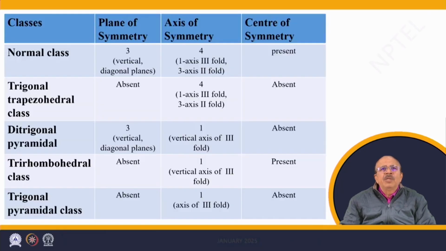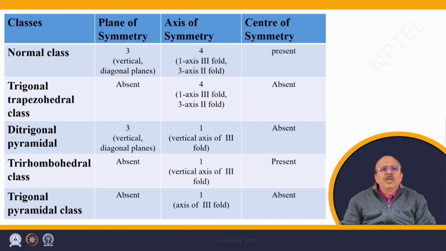The details of the plane of symmetry, axis of symmetry and center of symmetry will be as normal class, the plane of symmetry is 3, axis of symmetry is 4 and center of symmetry present. Whereas in trigonal trapezohedral class, the plane of symmetry absent, the axis of symmetry 4 and center of symmetry absent. In the ditrigonal pyramidal class, the plane of symmetry 3, axis of symmetry 1 and the center of symmetry absent. In the trirhombohedral class, the plane of symmetry absent, the axis of symmetry 1 and the center of symmetry present.